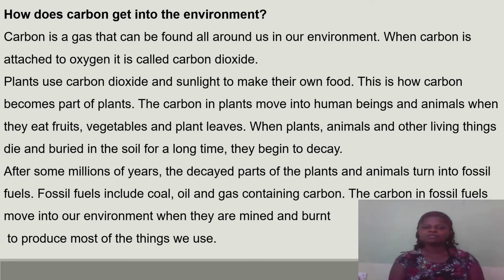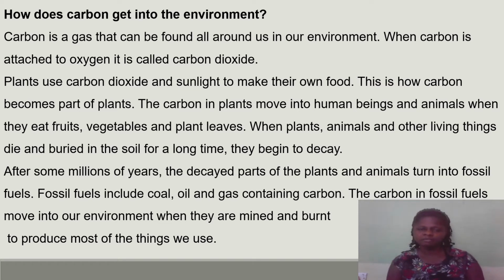Now, how does carbon dioxide get into the atmosphere? It's a gas that can be found all around us in the environment. When carbon is attached to oxygen, it is called carbon dioxide. Plants use it and sunlight to make their food. This is how carbon becomes part of the plant. Now the carbon in plants moves into human beings and animals when they eat fruits, vegetables, and plant leaves.